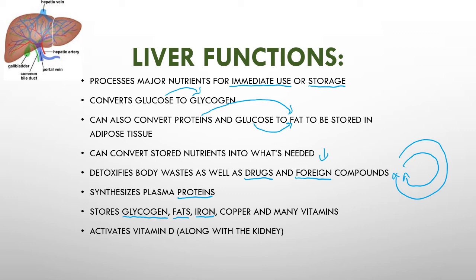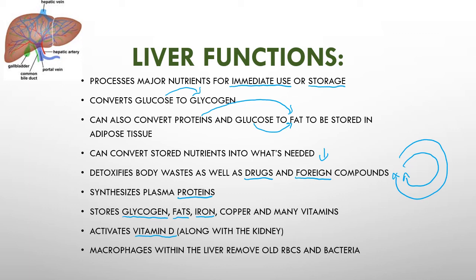When we get sun exposure, that gives us vitamin D, but the vitamin D that we get from that sun exposure is an inactive form. And so the vitamin D needs to be converted into an active form, and that's part of what the liver does for us as well.